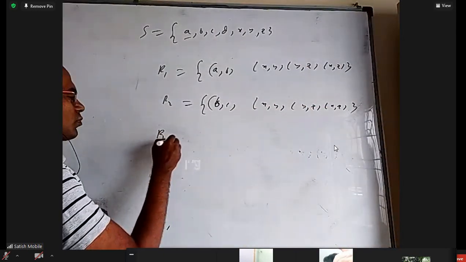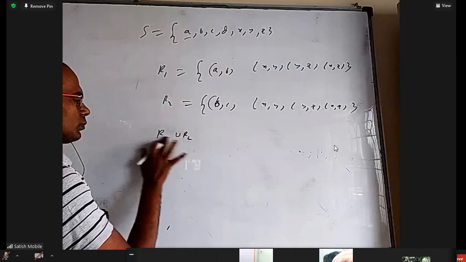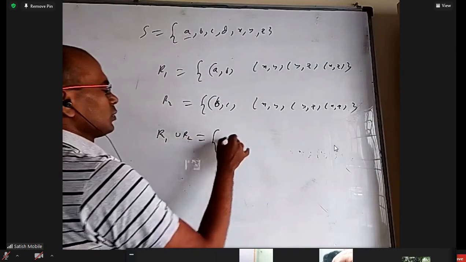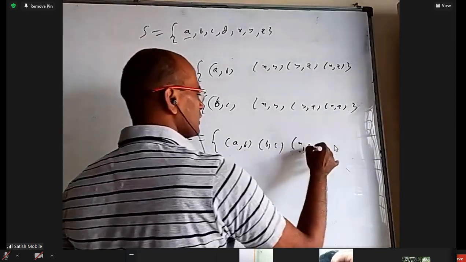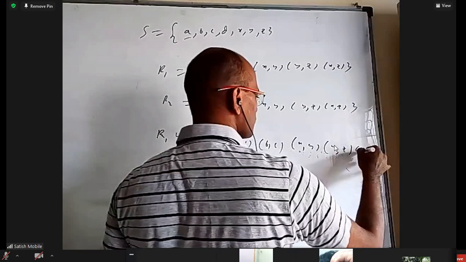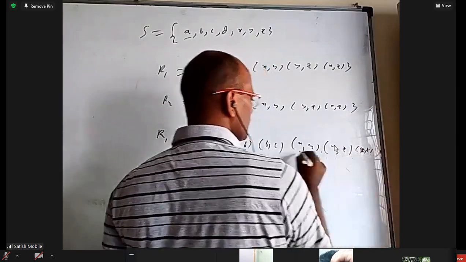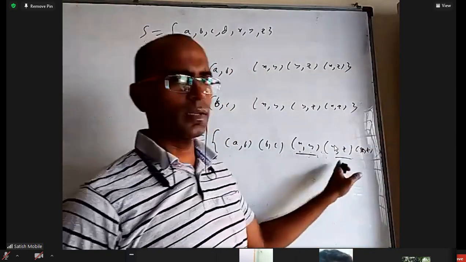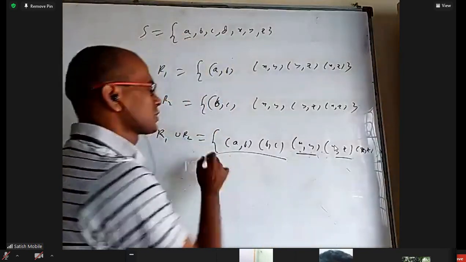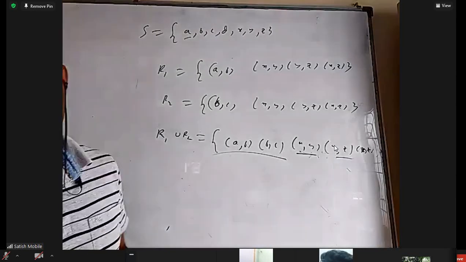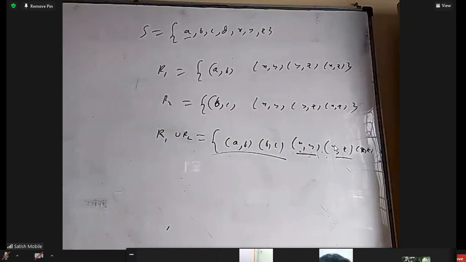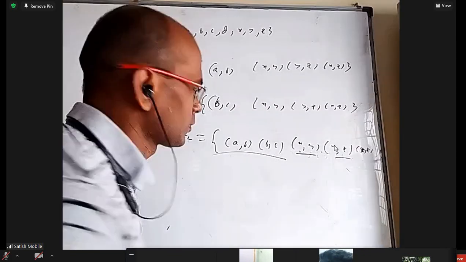But if I take R1 union R2, you will get AB, you will get BC, you will get XY, YZ, XZ. Here nicely for X, Y is image, for Y, Z is image, so for X, Z is image. But what about this? For A, B is image, for B, C is image, but AC is not there. It is not transitive. Is it clear now? Yes, sir. Okay. So if R1 and R2 are transitive, there is no guarantee that their union should be transitive.